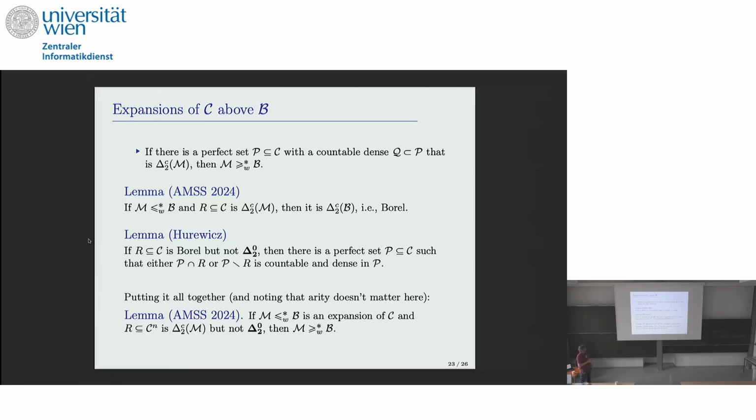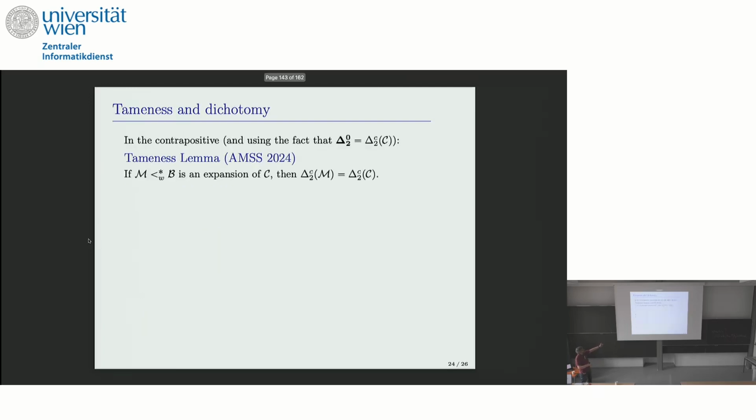So, putting it all together, if M is generic Muchnik reducible to Baire space and an expansion of Cantor space, and we have a delta 2 definable relation that's not boldface delta 2, then M is above Baire space. That doesn't seem great, but I'm going to take that. I'm going to take the contrapositive of it. I'm going to use the fact that delta 2 definable over Cantor space is the same as boldface delta 2, and I get what we call the tameness lemma. If M is strictly below Baire space and an expansion of Cantor space, then the delta 2 in M and delta 2 in Cantor space definable sets are the same.